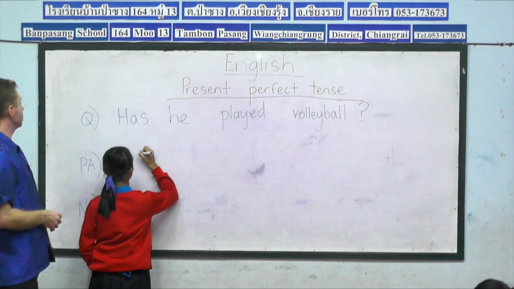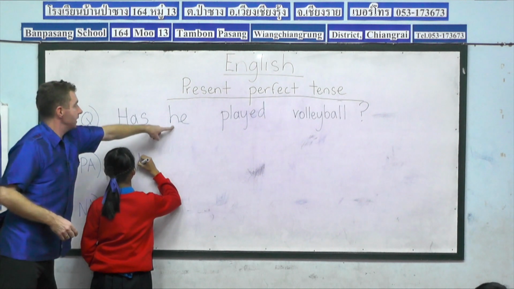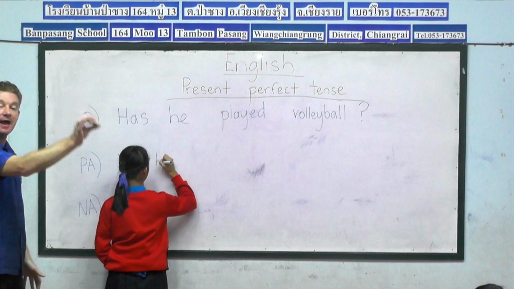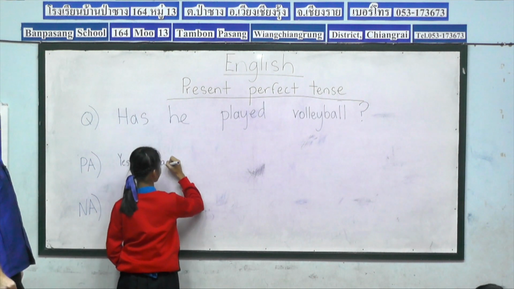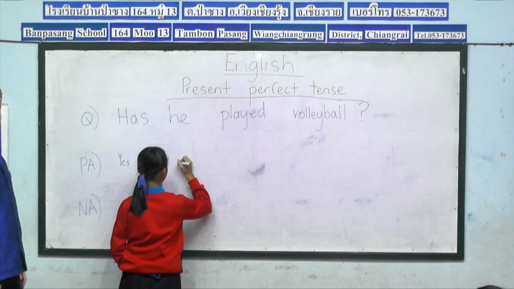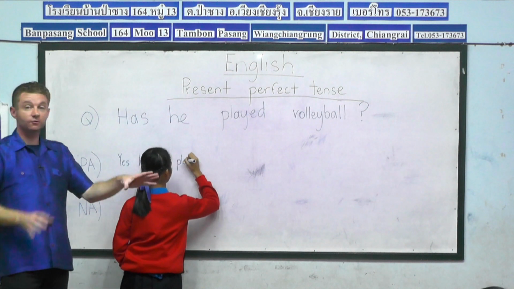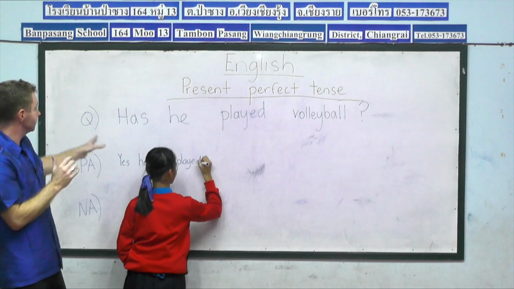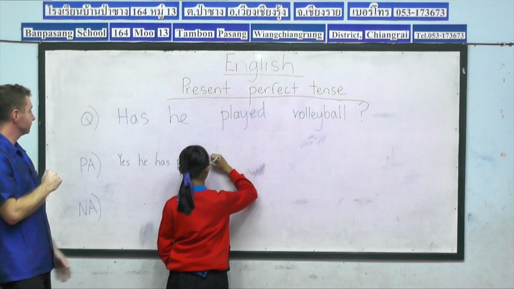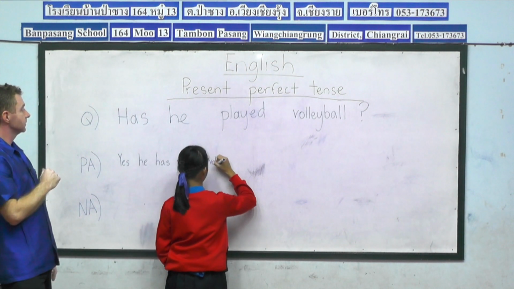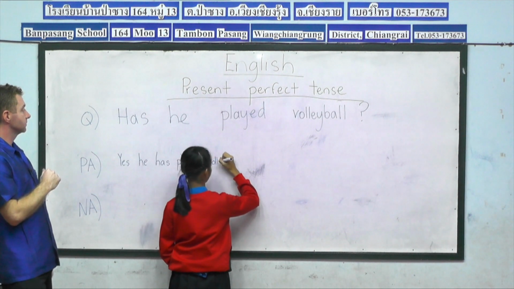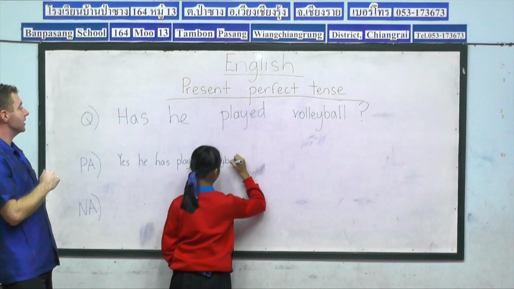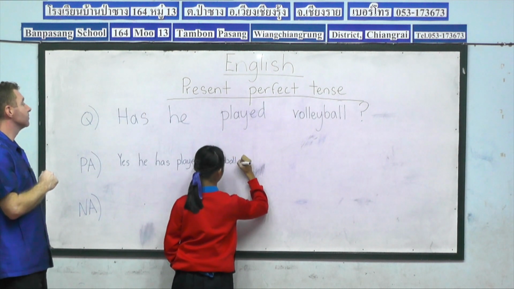Okay, so all we need to do now is swap he and has around. Yes, he has played volleyball. Perfect. Once you know the subject and the routine of swapping subject with has or have, it becomes very easy. E-Y-B-A-L-L. Perfect, Dan.